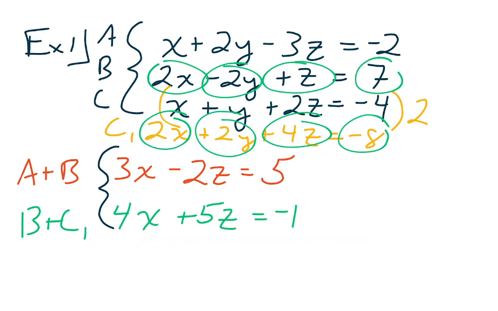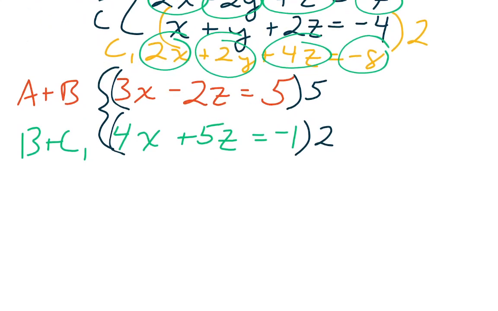Now look, 3 and 4, they're not opposites, but the closest number they can become would be 12. And look, 2 and 5, they're not opposites, but the closest number they could become is 10. So we just have to decide, do we like 12 or 10? I'm going to go with 10 because I already have a negative sign on the z's. So I'm going to multiply by a number that gives me 10. 5 times negative 2 gives me negative 10. And then 2 times 5 gives me positive 10.